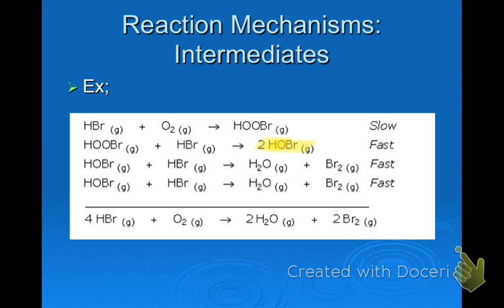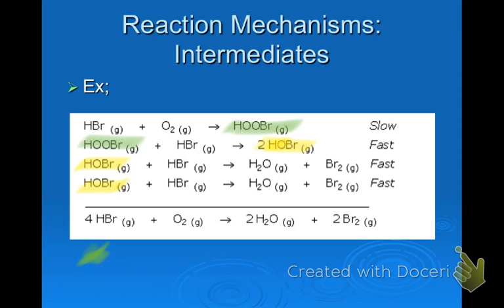So you can see here the HOBr is made, and here HOBr is used up. And you have one more that is also an intermediate, and that is your HOOBr. So here it is made, and here it is used up. So an intermediate is something that doesn't appear in the overall reaction.